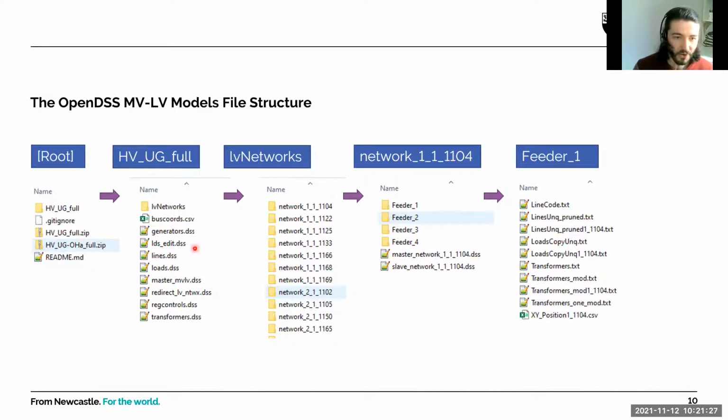You then have this loads edit, as in editing the load. That's where we disable all of the loads if you go into that. And then we have this redirect LV networks, which points to all of those slave network files that I mentioned, through this LV networks directory. There are these 75 networks for the underground model, as I mentioned. It points through those into that network. We have these 4 feeders as it happens. This directs to this slave network DSS file, which in turn points to the information in the feeder. So that's this tree structure.